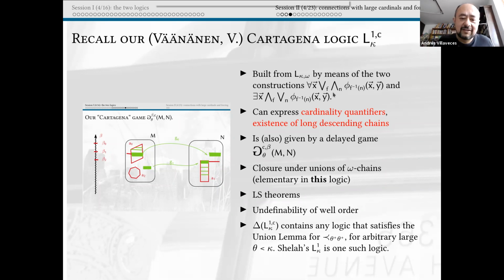The bad thing is it doesn't have interpolation. It doesn't have a Lindstrom theorem. However, it does have Löwenheim-Skolem, weak versions of Löwenheim-Skolem theorems.